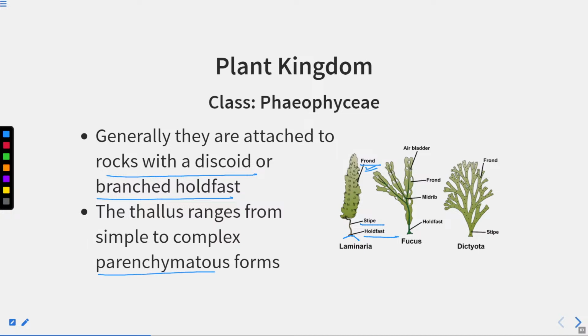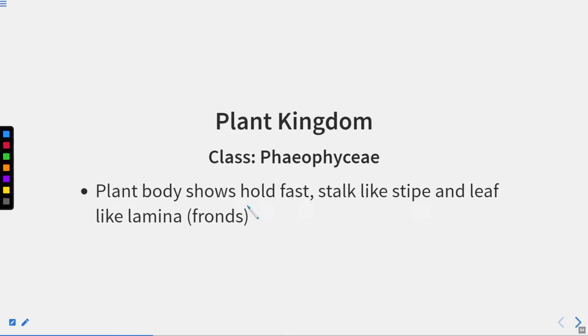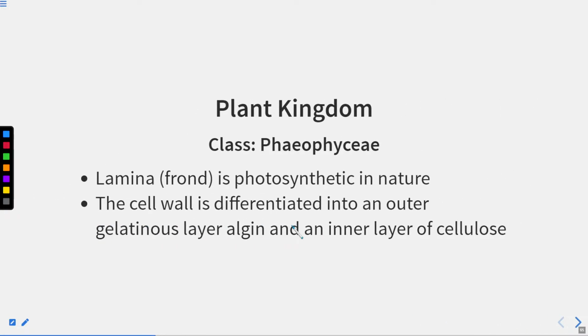So this frond is showing the parenchymatous structure. So the thallus ranges from the simple to the complex parenchymatous form. Plant body shows holdfast, stalk like stipe and the leaf like lamina that is also known as fronds. Lamina, fronds, is photosynthetic in nature. So this lamina, this is also known as frond. They are doing the process of photosynthesis, right? Stipe and holdfast do not contain this chlorophyll. So they do not do the process of photosynthesis.